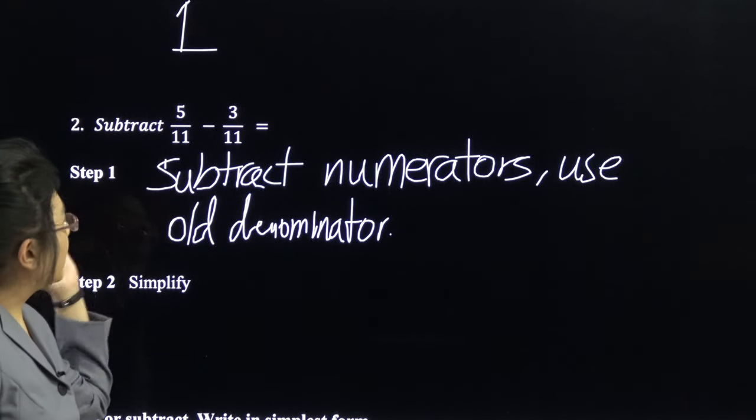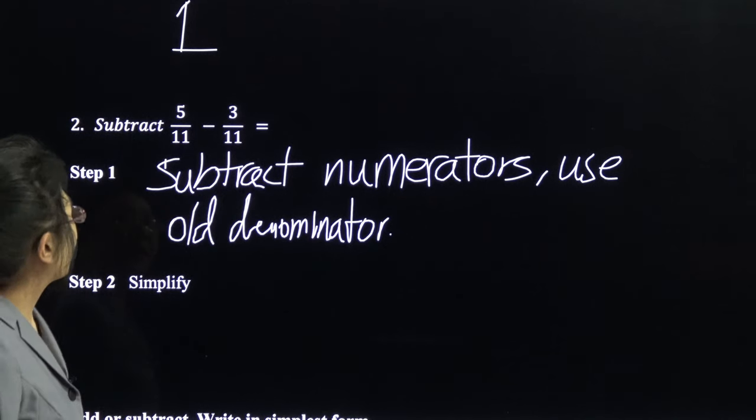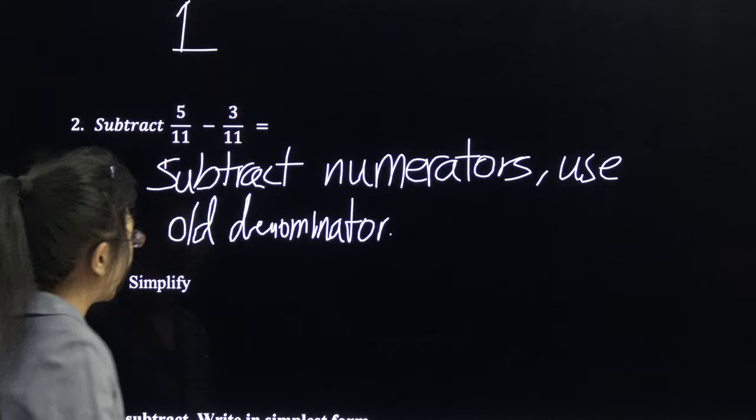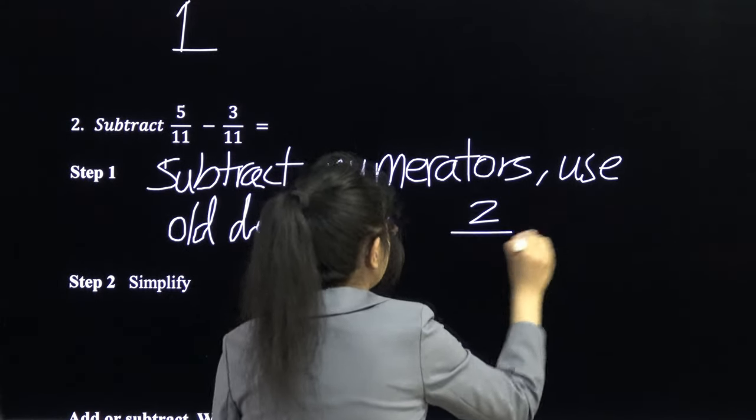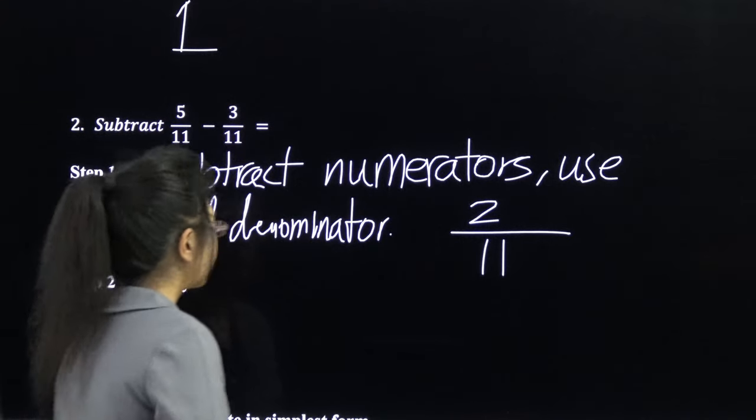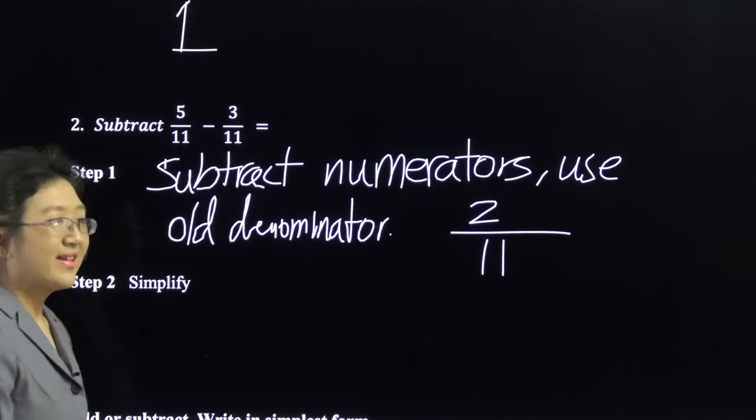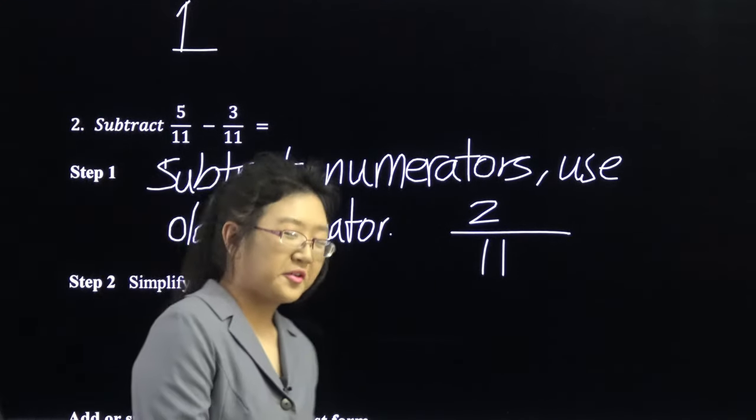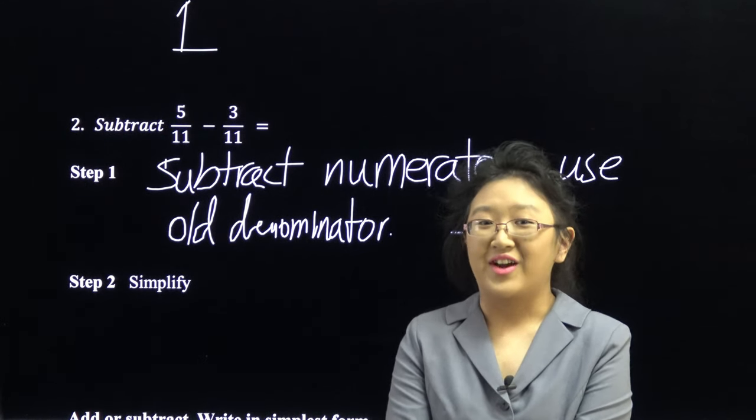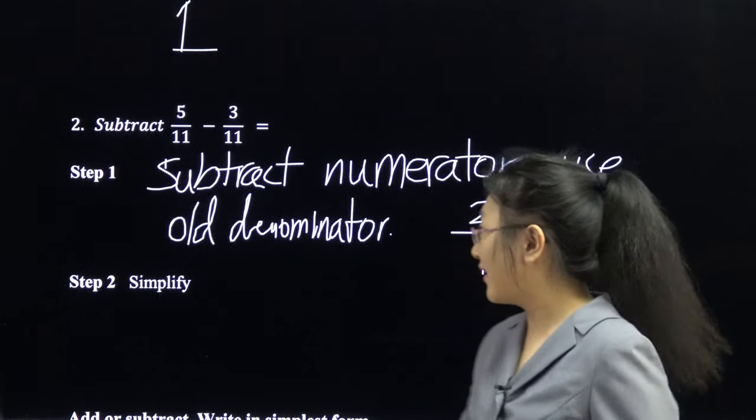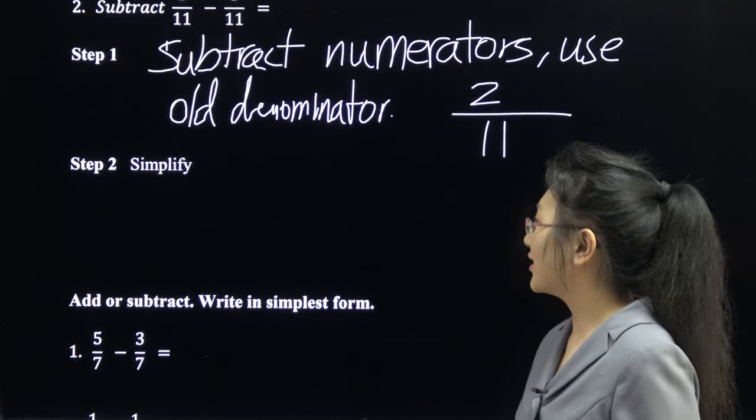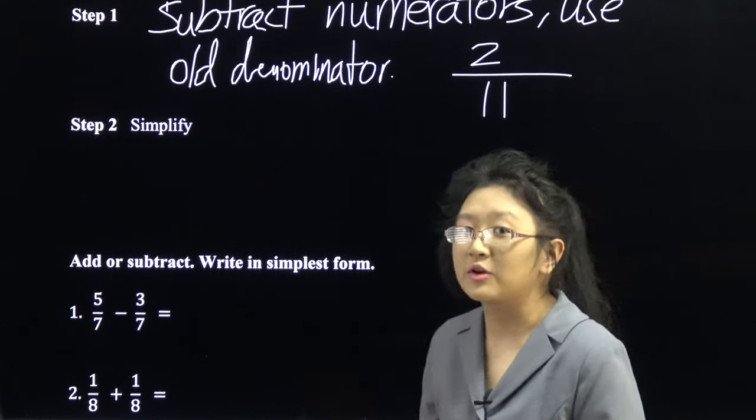Now, let's do that. Subtract numerators. 5 minus 3 is equal to 2. Now we use the old denominator, and that's 11. 2 over 11. Can we simplify that? They're both prime numbers. We really can't simplify that. So it's already simplified, which means that we don't really need step 2. Sometimes you do step 2, sometimes you don't.